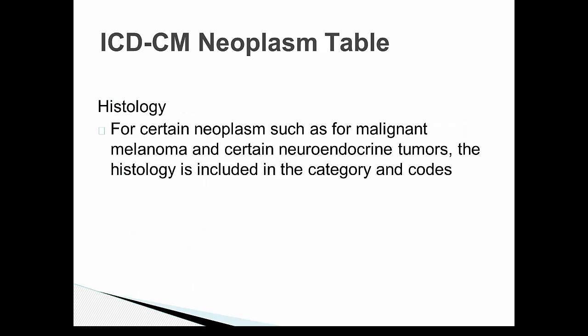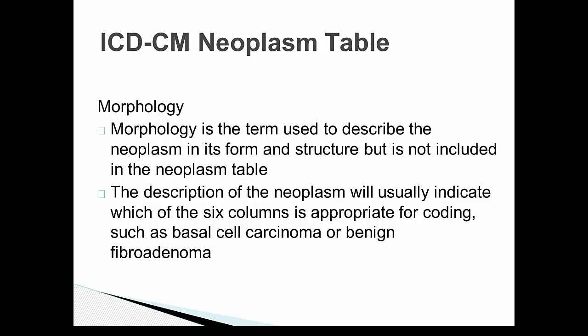For some neoplasms, like a malignant melanoma, the histology is included in the category and codes. Morphology is the term used to describe the neoplasm, but is not included in the table, whereas a description of the neoplasm will usually take you to which one of the 6 columns to find the right code.